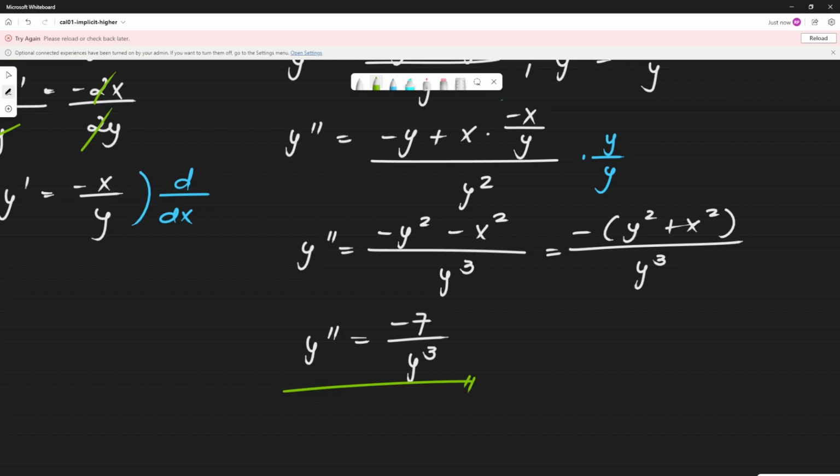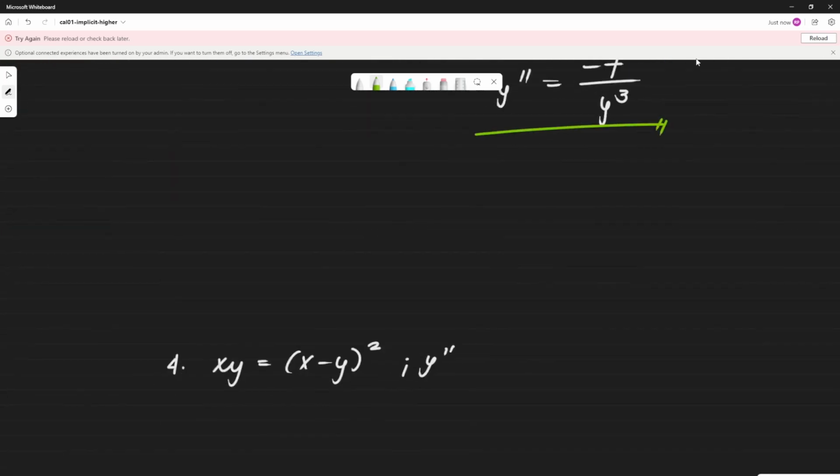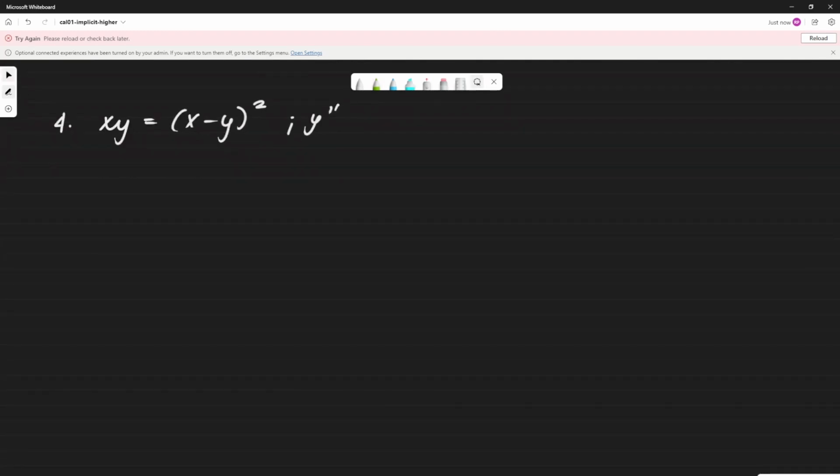Okay, so that is how easy it is to get higher derivatives. As long as you are aware of what you can substitute and the algebraic manipulations, you will not get lost. So, let's do example number 4. So, we have xy is equal to the quantity x minus y squared and we're asked to find y double prime. So, we will have xy is equal to x minus y quantity squared. Then let's get its first derivative.